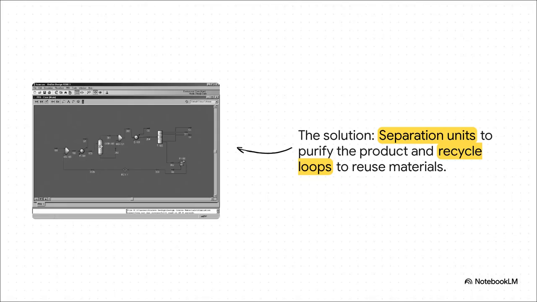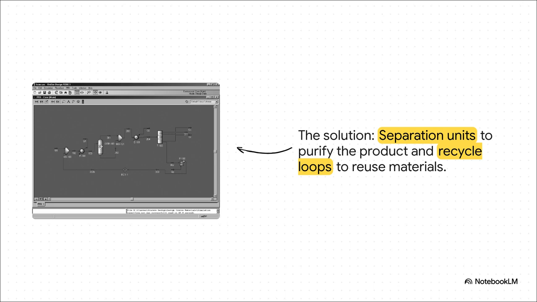This is where the blueprint starts to get a lot more complex and a lot smarter. Engineers add more equipment. See this tall tower here, T100? That's a distillation column, designed to separate the pure product from all the other gunk. And that loop, RCI1, that's a recycle loop. It takes all the unreacted material and sends it right back to the beginning to try again.